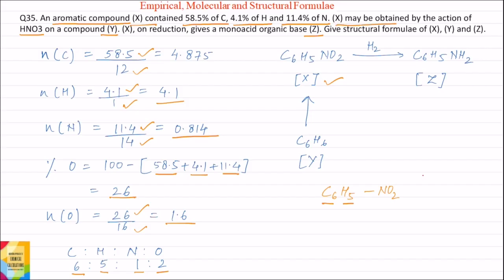X may be obtained by the action of HNO3 on compound Y. So what could compound Y be? Compound Y could be benzene, because benzene when acted upon by HNO3 gives C6H5NO2. So Y is benzene, and next, X on reduction gives monoacid organic base Z. So if we carry out the reduction of X, C6H5NO2, it will give C6H5NH2. Therefore Z is C6H5NH2.